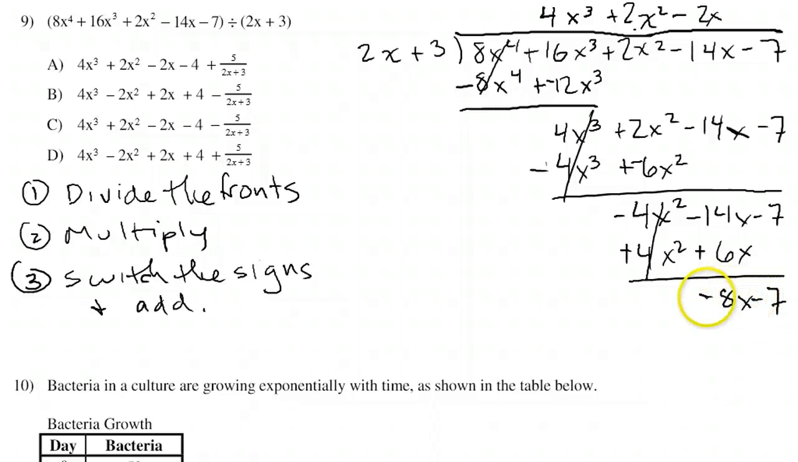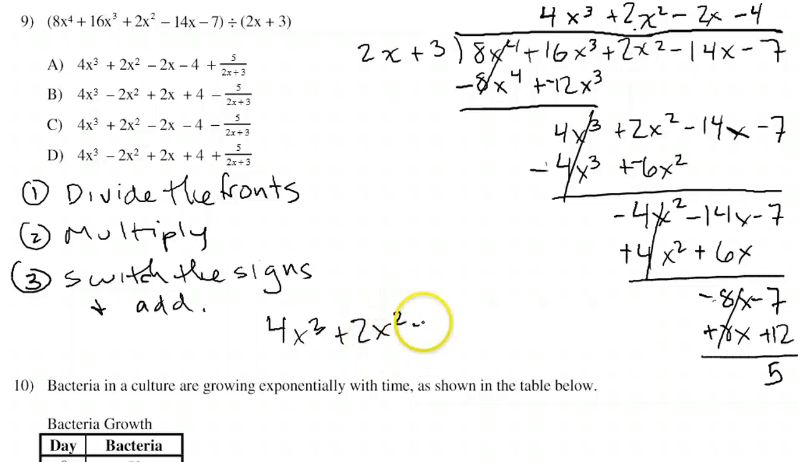And one last time. So negative 8x is the new front. Negative 8x divided by 2x is minus 4. And then I have negative 4 times 2x is negative 8x. Negative 4 times 3 is negative 12. And last we switch the signs and add. So 12 plus 7 is 5. And there's my remainder. So I know my answer is going to be the entire top that we have, 4x cubed plus 2x squared minus 2x minus 4, plus the remainder over what I was dividing by, 2x plus 3.